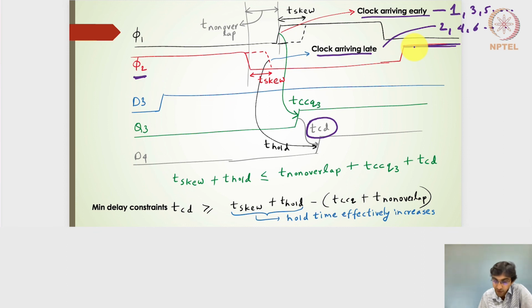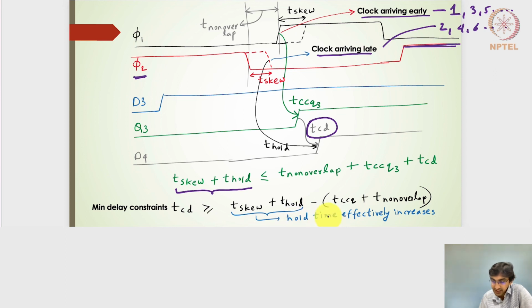So it will be captured in the second high level of the phi 2 signal. Although it is skewed, that is perfectly fine, but it should surpass the t skew and the high level of the phi 2 clock signal, right? So the clock skew is there, and this t hold time is there. What we need to do is this: t non-overlap plus TCCQ3 plus TCD should be greater than or equal to t skew plus t hold. So the t skew plus t hold minus (TCCQ3 plus t non-overlap) is on one side, and then TCD should be greater than or equal to this.